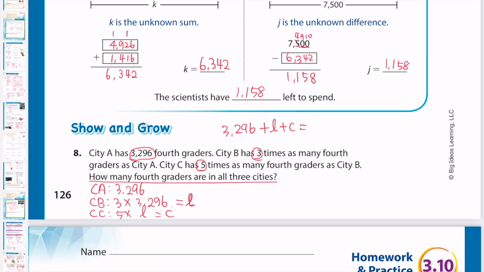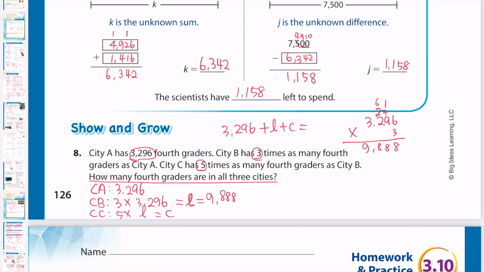So I'm going to use this space, 3,296 times 3. 6 times 3, 18. Carry 1 up, right? And 9 times 3, 27. Okay, 7 plus 1 is 8. Still, you need to carry 2 up here. 3 times 2 is 6. 6 plus 2 is 8. What is 3 times 3? 9. So the L is what? 9,888 students are in city B.